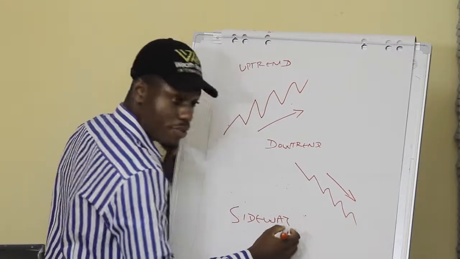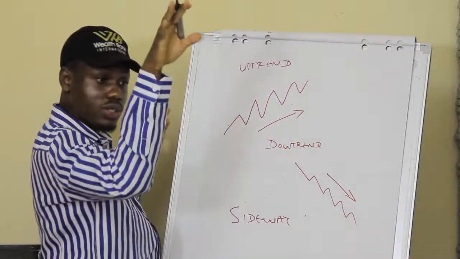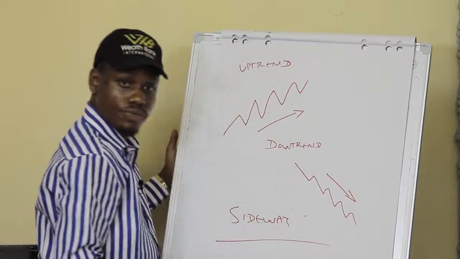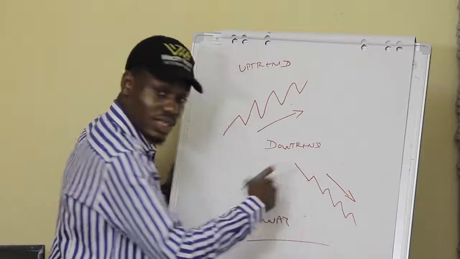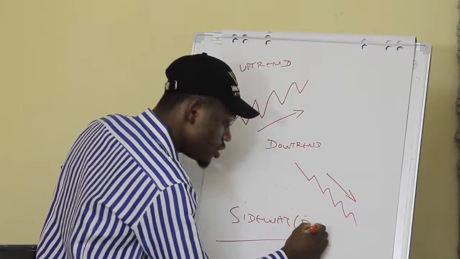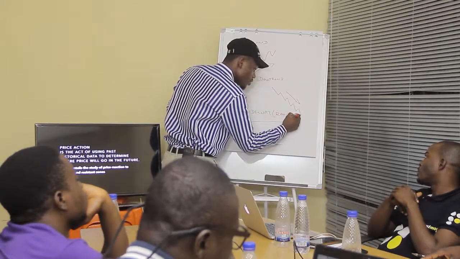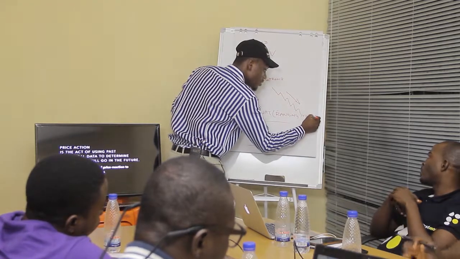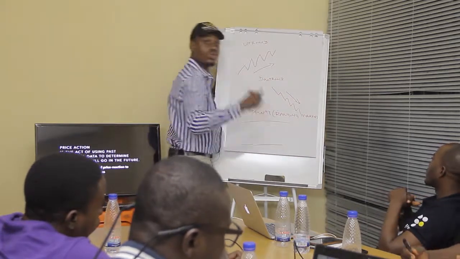Okay? Sideways movement. This is where your horizontal support and resistance will work, because the market will be in a box. We call this ranging. Another name for sideways movement is a ranging market, or consolidation.